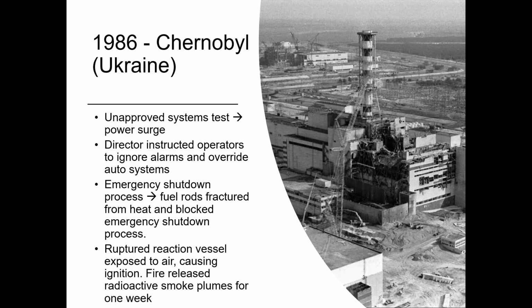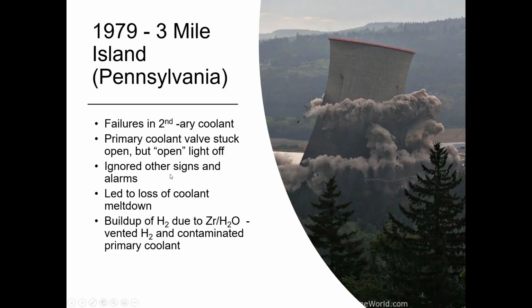And then the fire that resulted released radioactive smoke plumes for a whole week. And part of the big challenge was even getting the fire to be extinguished at all. And of course, that's part of the series as well. So we're starting to see a little bit of a theme here, right? This guy ignored the alarms and the automatic emergency systems. These folks had a fundamental flaw in the design of those indicators and emergency shutdown protocol as well.